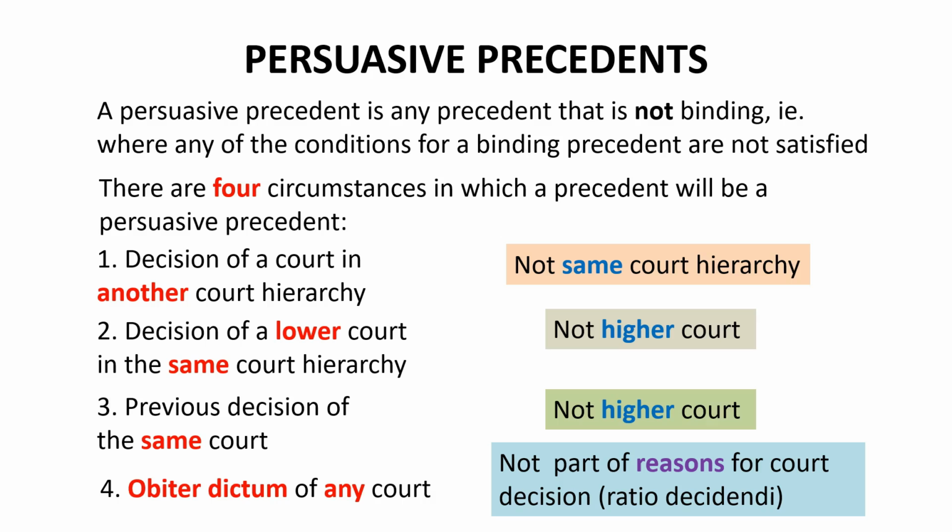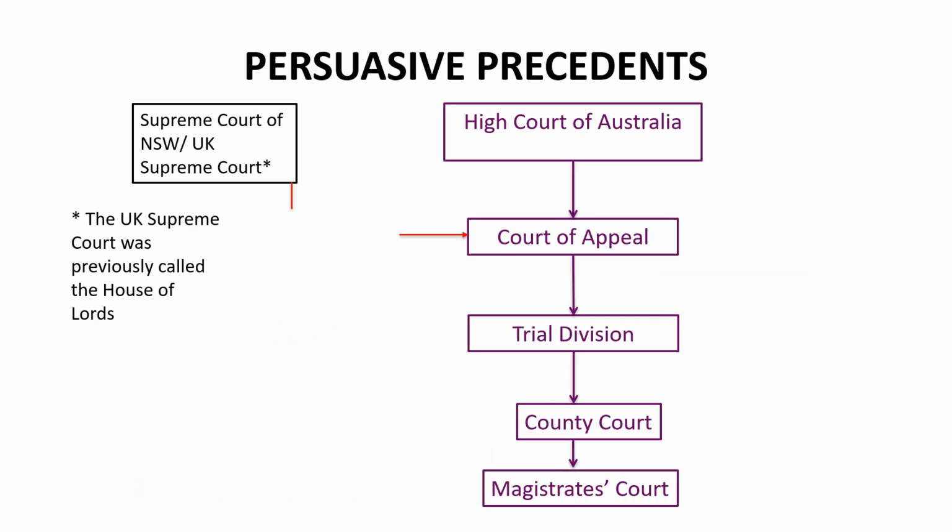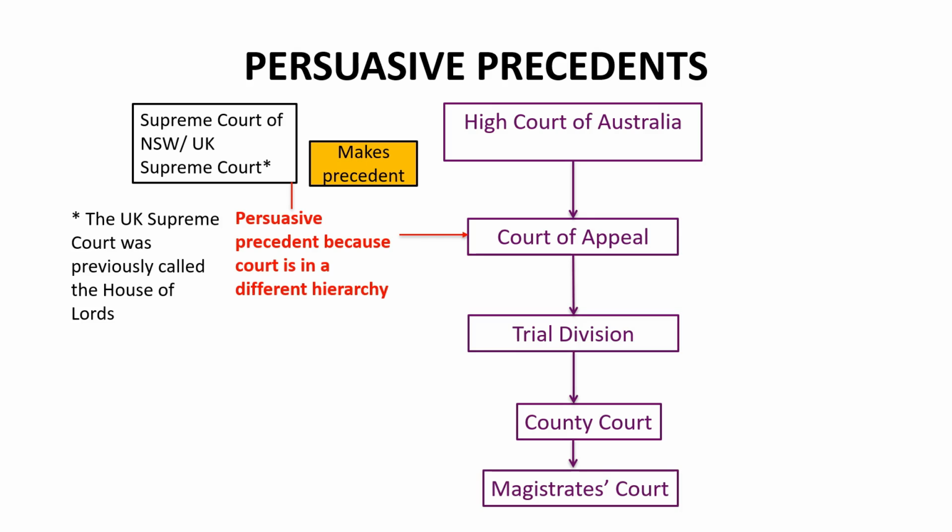Now let's look at these circumstances in greater detail. The first situation where a precedent is a persuasive precedent for a court is where the precedent is made by a court in a different court hierarchy. So, for example, if a precedent is made by a court outside the Victorian court hierarchy, such as where it is made by the Supreme Court of New South Wales, which is part of the New South Wales court hierarchy, or where it is made by the United Kingdom Supreme Court, which is the top court in the United Kingdom court hierarchy, then that precedent can only be a persuasive precedent for any court in the Victorian court hierarchy.